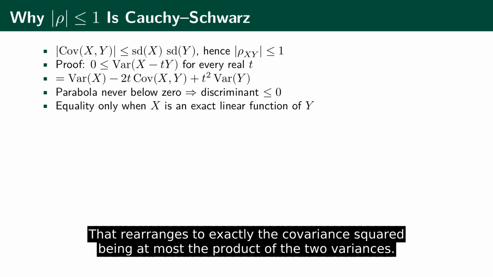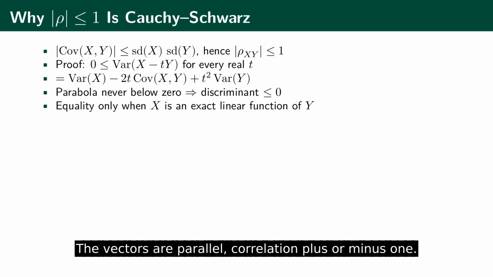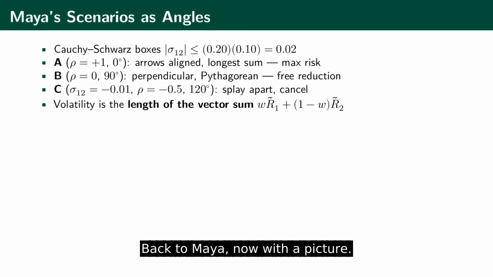Equality holds only when some line, x minus ty, has 0 variance. That is, x is an exact linear function of y. The vectors are parallel, correlation plus or minus 1. So, the boundary of correlation is precisely perfect linearity. Back to Maya, now with a picture.